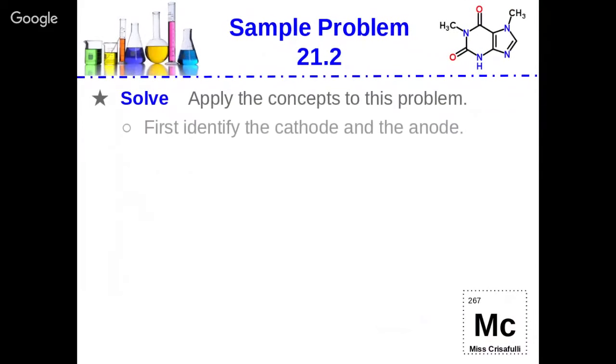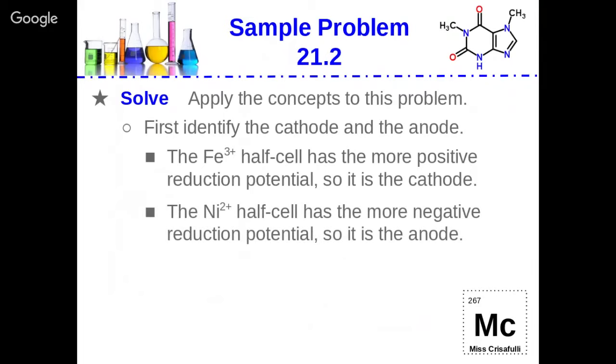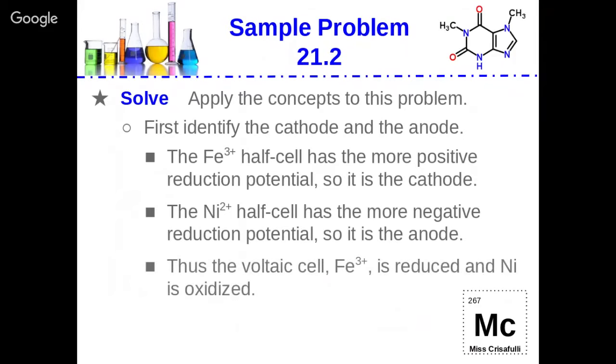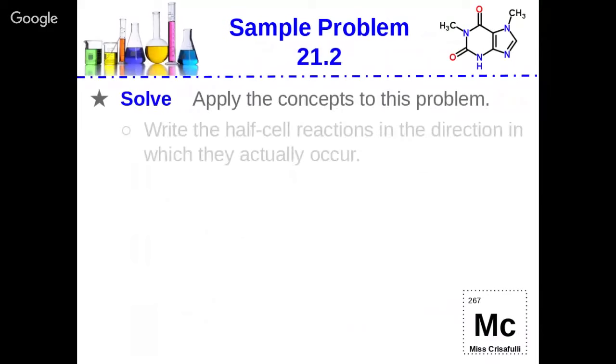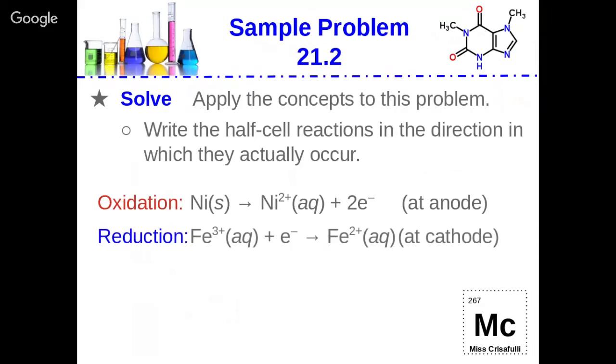So here we go. We're going to identify the cathode and the anode. The Fe3 plus half cell is more positive, so it is going to be the one that is reduced. The nickel is more negative, so it's going to be the one that's oxidized. And so we have to write them in that order. So we're going to write these reactions as so. Our oxidation reaction is going to be nickel going to Ni2 plus and then 2 e minus. And this is what we have for iron: Fe3 plus and an electron goes to Fe2 plus.